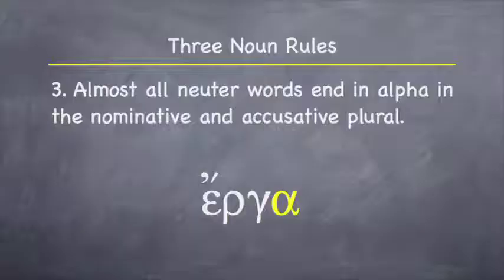Okay, the third noun rule is a little more flexible, and that is that almost all neuter words end in alpha in the nominative and accusative plural. I debated on this rule, but it gets you out of a lot of trouble. So just remember that almost, not all, but almost all neuter words, regardless of their declension, by the way, in the nominative and accusative plural are going to end in an alpha.